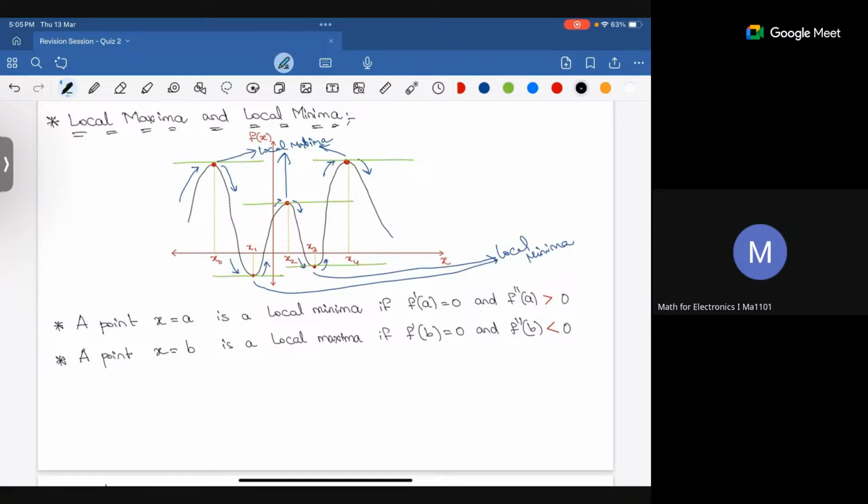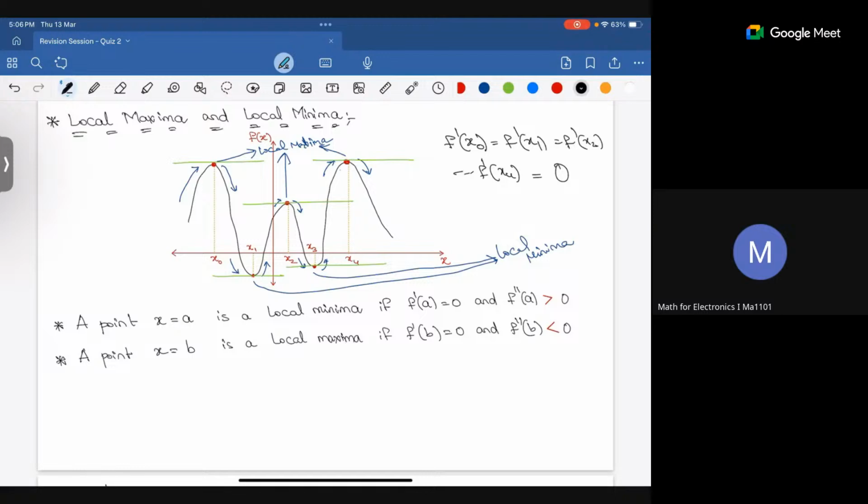So what do I mean by that? If I compute f prime of x0, f prime of x1, f prime of x2, and so on, up to f prime of x4, all will be equal to 0. So the first and foremost condition, whether it is local minima or local maxima, is that the derivative value at that point should be 0. And the next condition is, you see the slopes actually increase and then come to 0.